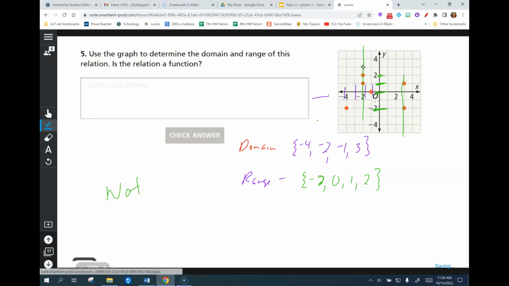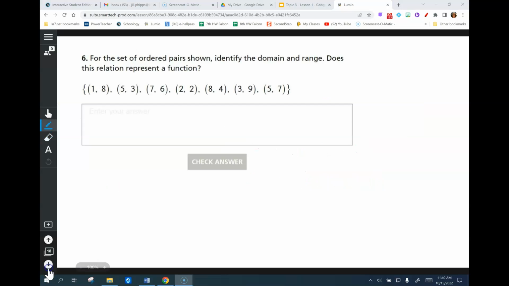Not a function. Good. You're going to write out the domain and the range. Write out the domain. Okay, here's my domain. I like to sometimes underline it. It'd be better if I underlined it. So here's my domain.